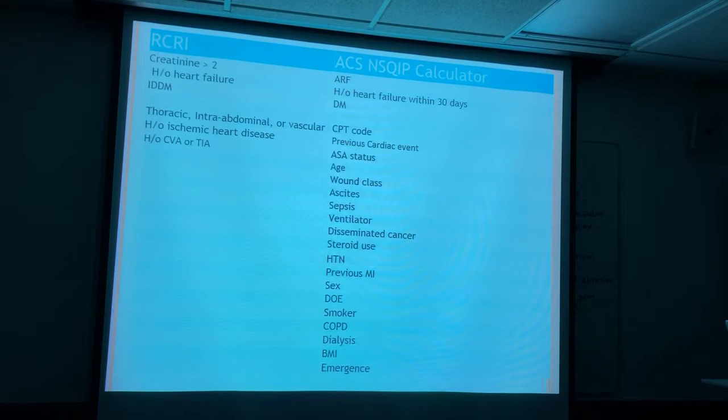So this will kind of give you a better idea of how to compare the two, RCRI versus the American College of Surgery guidelines, and how thorough the American College of Surgery guidelines are. Now, whether this needs to be done for every patient is a different story. I think at this point, that's where clinical judgment comes into play.